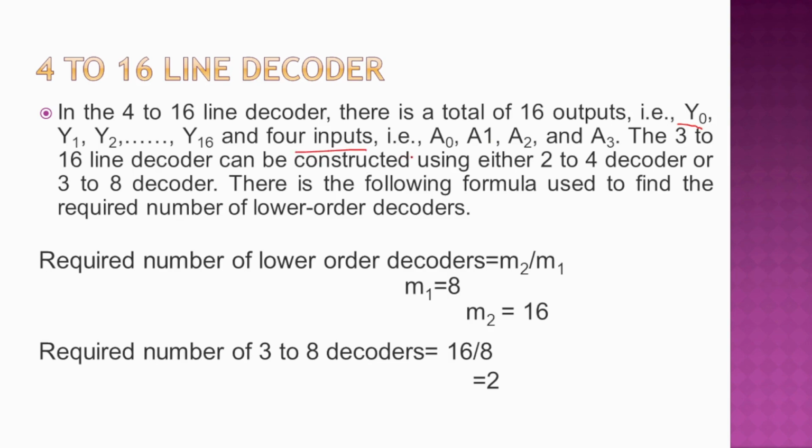The 4 inputs are named A0, A1, A2 and A3, and the 16 outputs are named from Y0 to Y15. Okay, this will be Y15. We can construct this decoder with the help of the previously mentioned decoders, that is the 2/4 decoder and the 3/8 decoder.